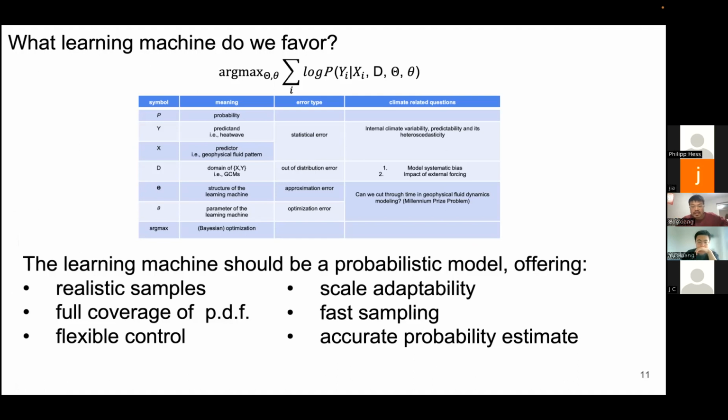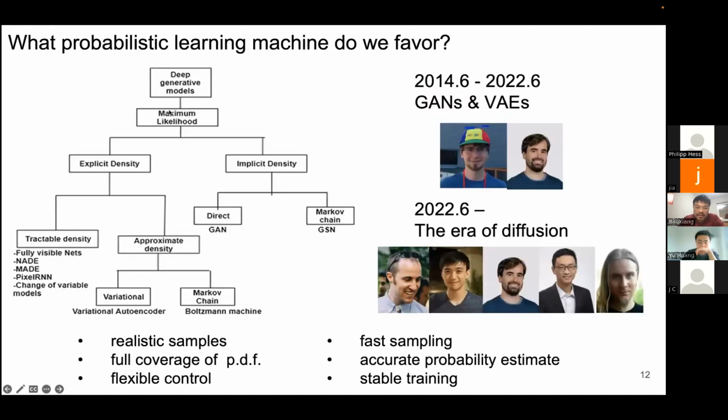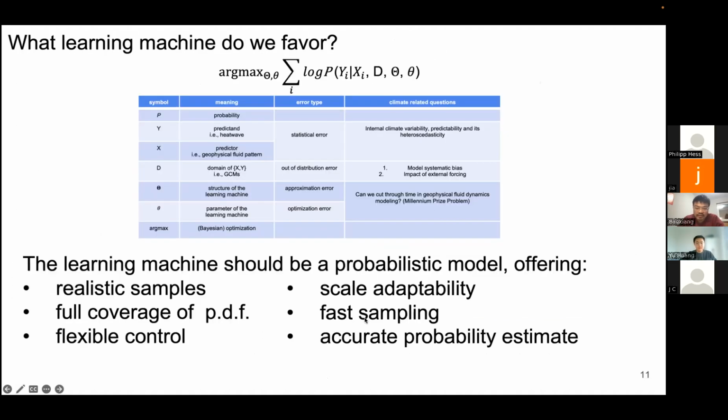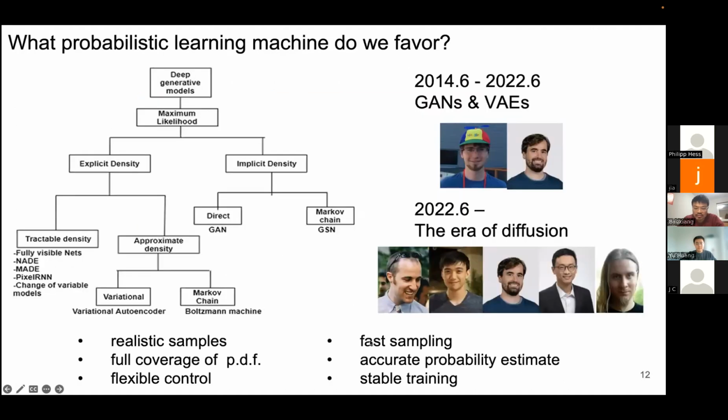And so given this task, I always try to find the best model that we can use to march toward this goal. And what probabilistic learning machine should we favor? There is a very classic tree for classifying different generative models, and part of them can fulfill part of these requirements, but no single one can fulfill all of them before this year, I would say.